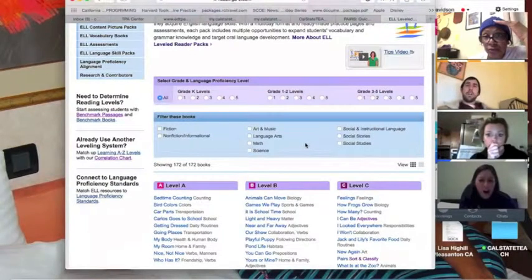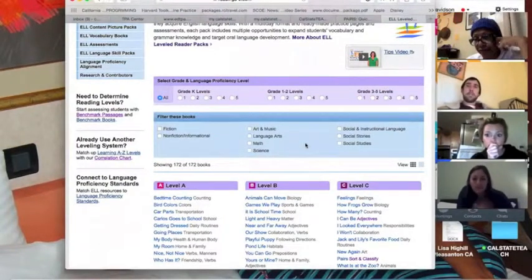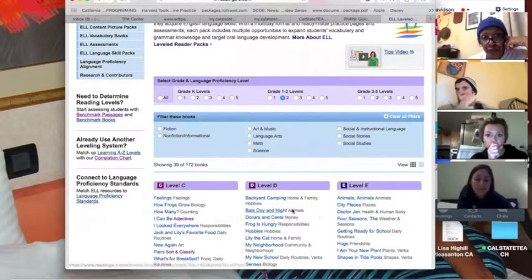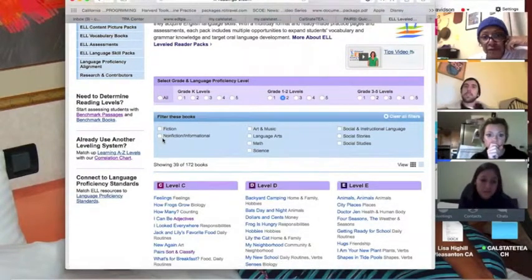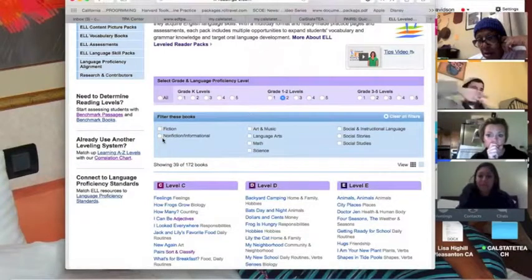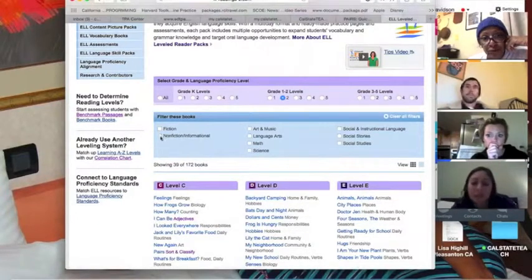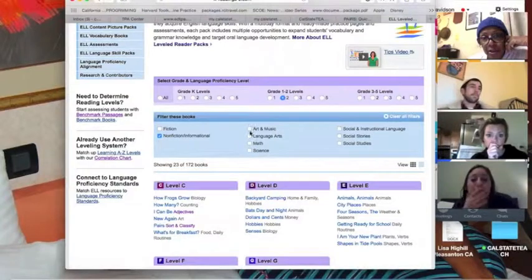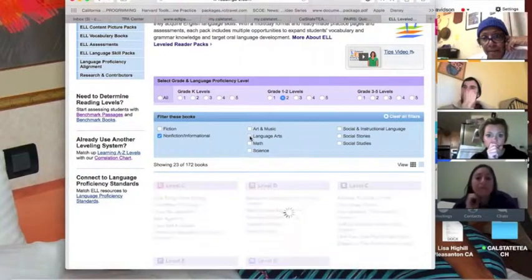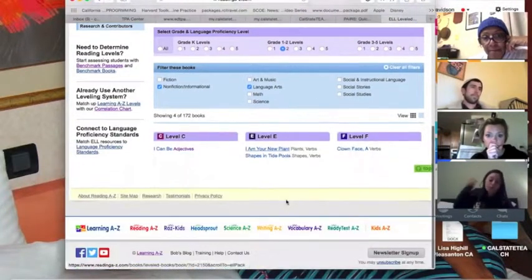So let's say who wanted second grade? Tommy, did you ask me for second grade? Okay, so here's a second grade book. These are all second grade. You want fiction or nonfiction? Who cares? I'll give you nonfiction. You want it in language arts. All right, you get it.